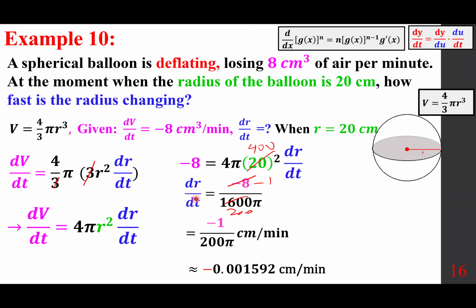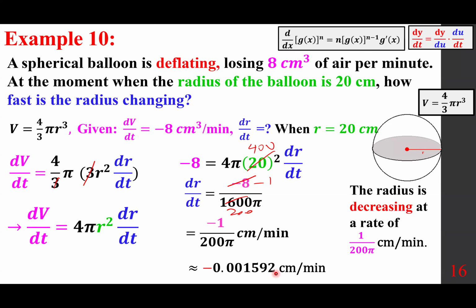Roughly, with a bunch of decimals, -0.001592 centimeters per minute. We say the radius is decreasing. Why is it decreasing? This is negative. At what rate? At a precise rate of 1/(200 pi) centimeters per minute. Notice we don't mention negative because we said decreasing.